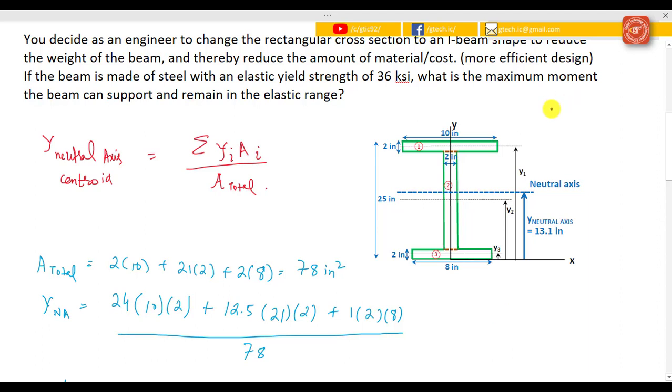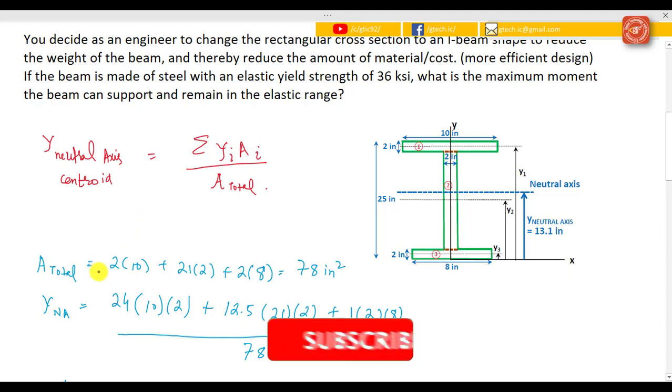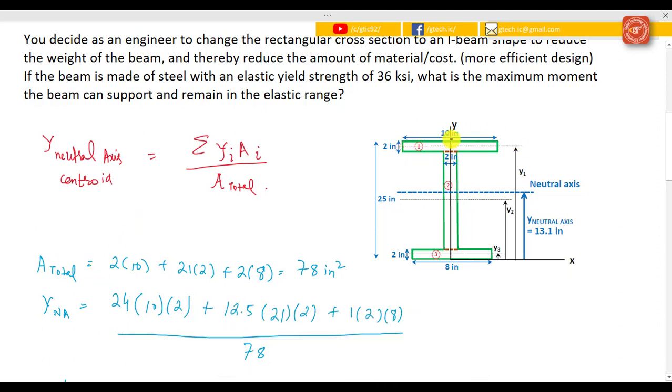As you see, in this case our beam is not symmetrical. So for finding the centroid of the unsymmetrical shape, use this formula: summation of yi times Ai divided by A total. A is the area of the cross section. So let's find the A total. That would be equal to 2 times 10, the area of this first rectangle. Then find the area of the second rectangle, and then the third rectangle, and the total area would be 78 inch squared.